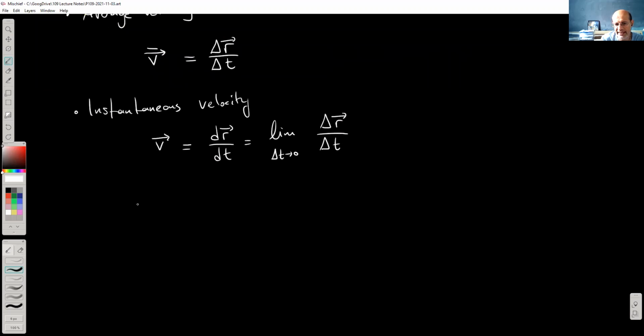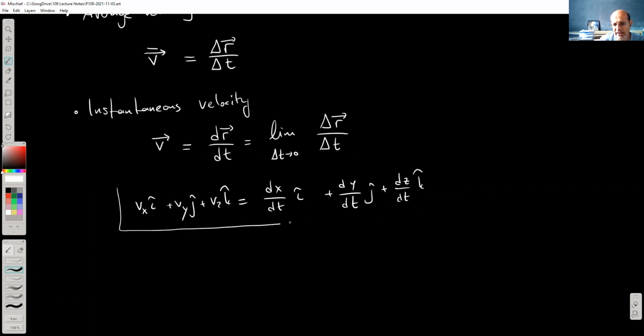So V has these components, Vx, Vy, and Vz. R has components X, Y, and Z. So when I take the derivative, I take the derivative of the components. dz over dt. Okay, let me just do it like this. So that's the vector equation in here that I have written above.